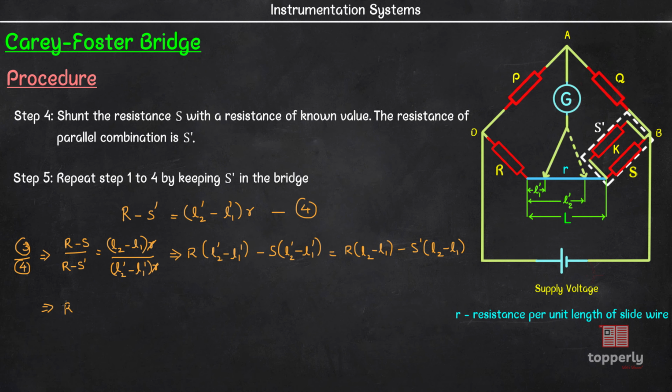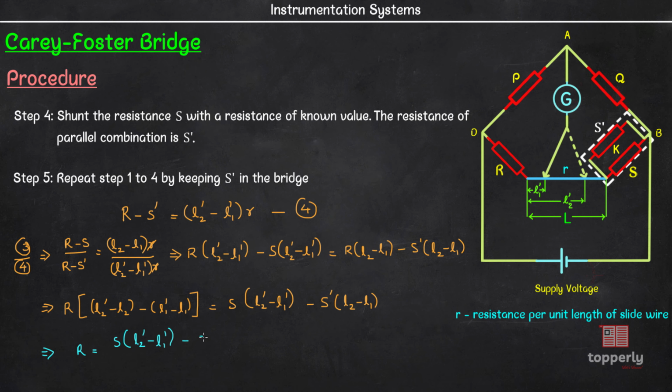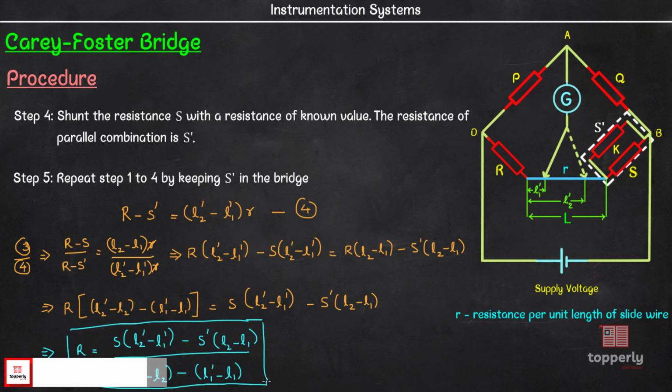Rearranging gives us R into L2 dash minus L2 minus L1 dash minus L1 equal to S into L2 dash minus L1 dash minus S dash into L2 minus L1. So finally we have R equal to S into L2 dash minus L1 dash minus S dash into L2 minus L1 by L2 dash minus L2 minus L1 dash minus L1. So this is our final equation.